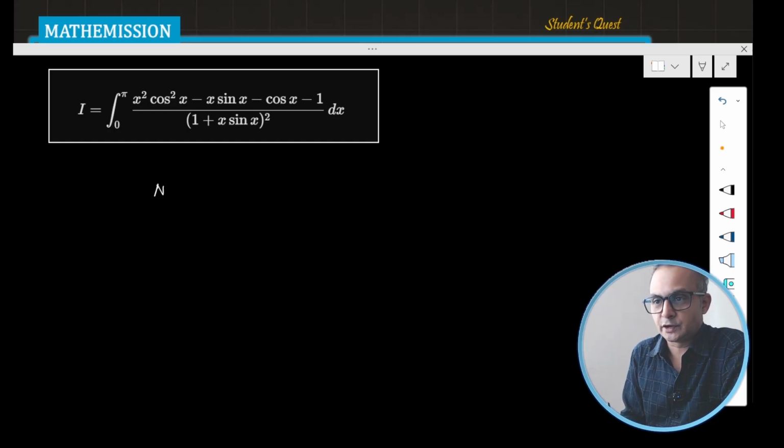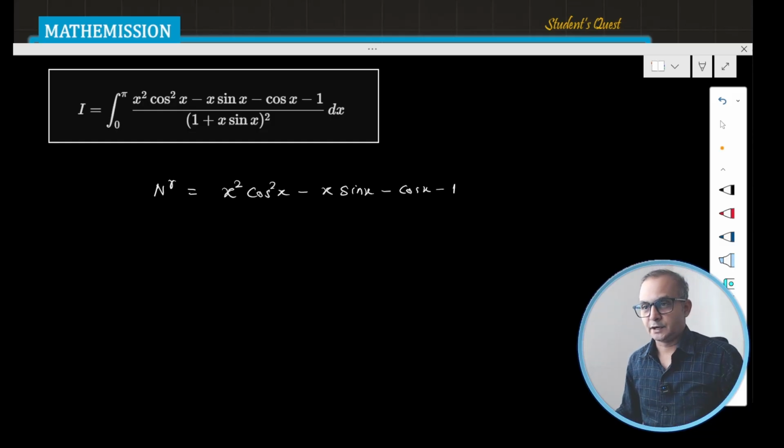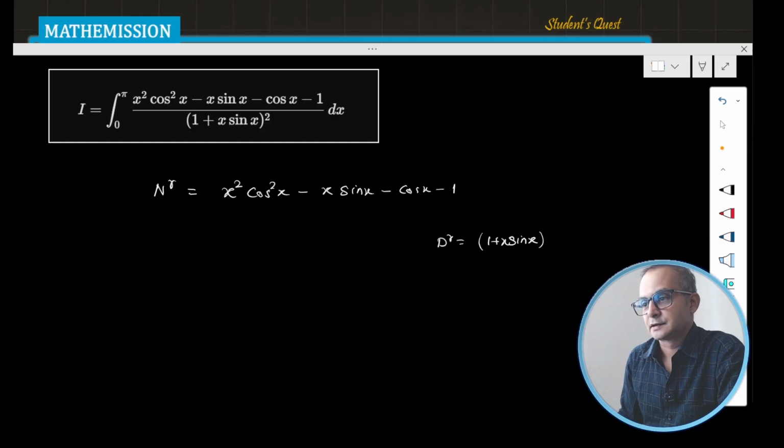So the numerator, what we have is x squared cos square x minus x sin x and minus cos x minus 1. The denominator is a very interesting one. You notice that the denominator has a factor x sin x, and this factor is going to help us. This is the complete denominator, and I have 1 plus x sin x.